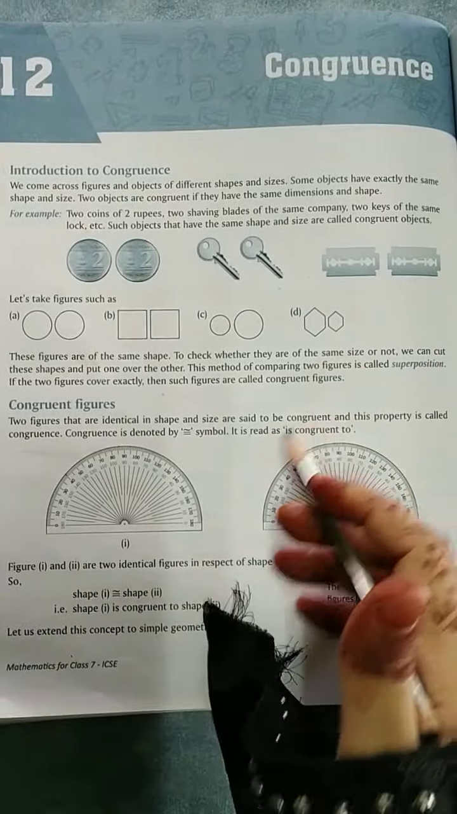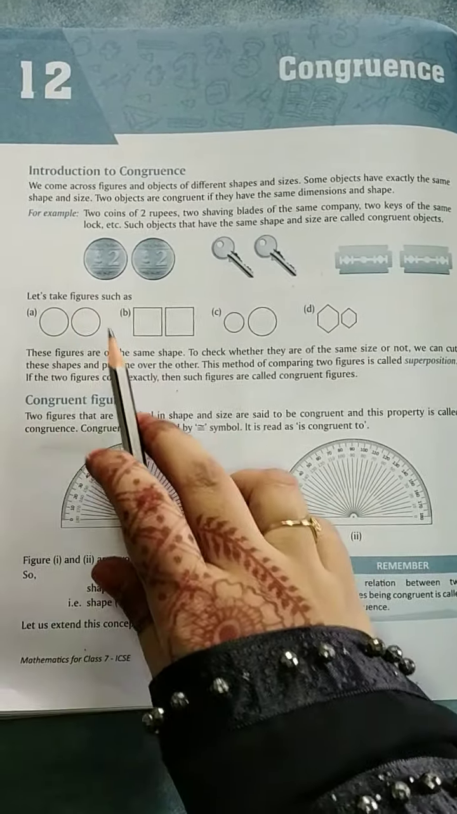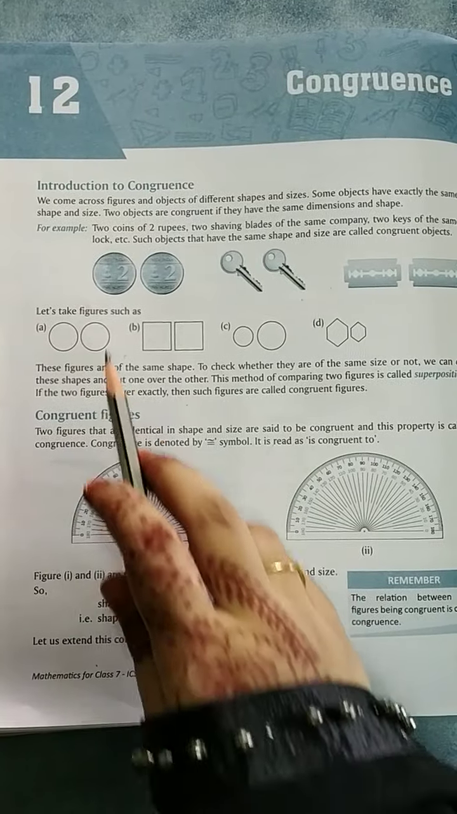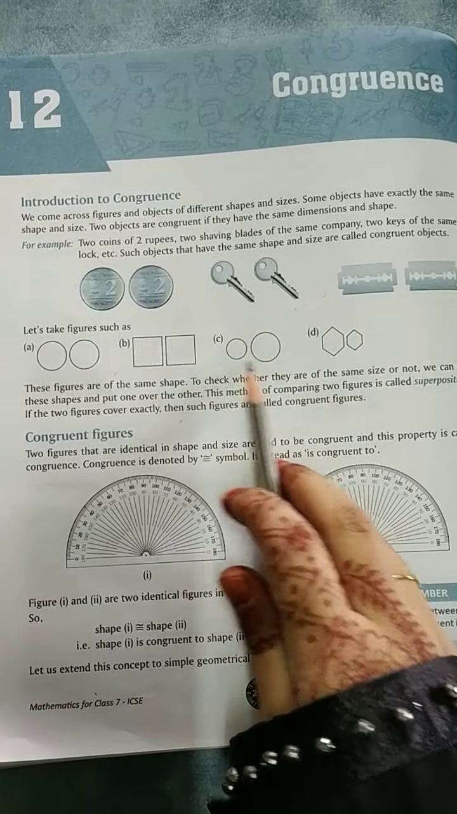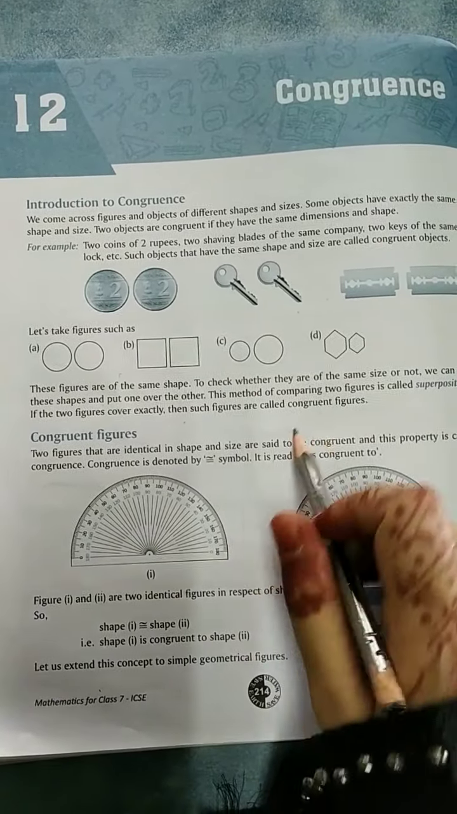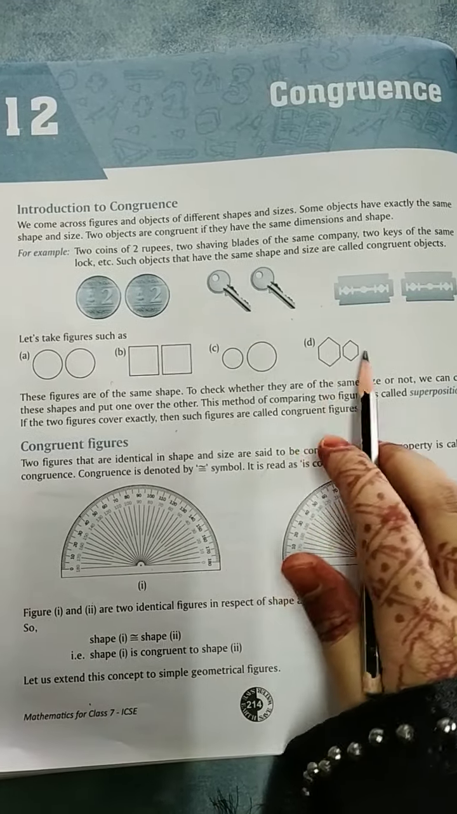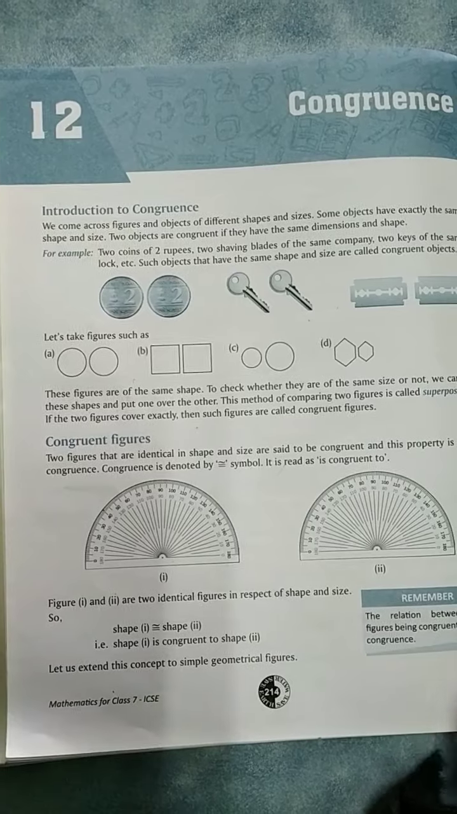So if two circles are similar in shape and have the same size, then we'll say that these circles are congruent, these squares are congruent. But as you can see here, this circle is the smaller one and this circle is the larger one. It means they are not congruent. These two hexagon figures are also not congruent.